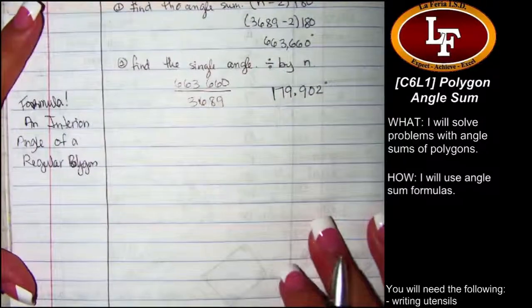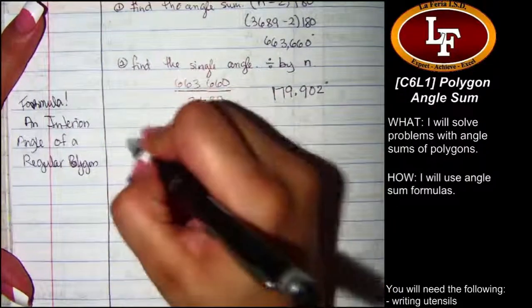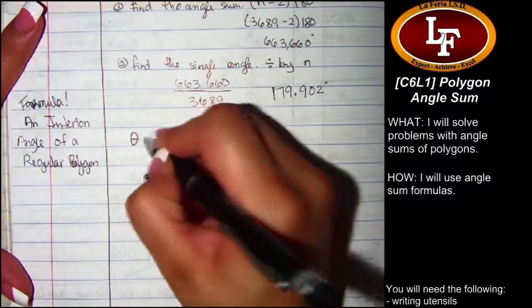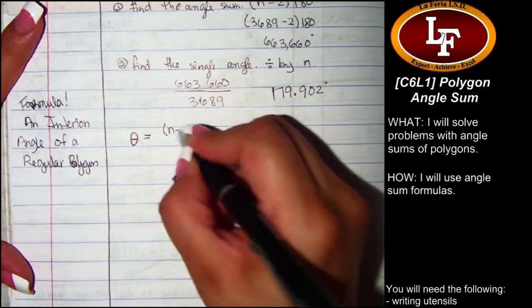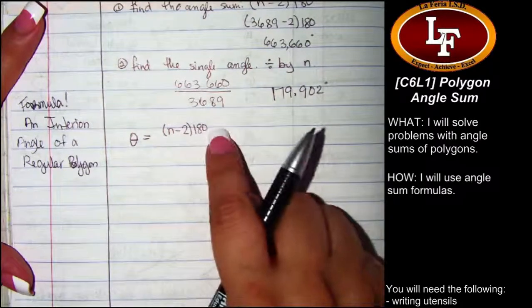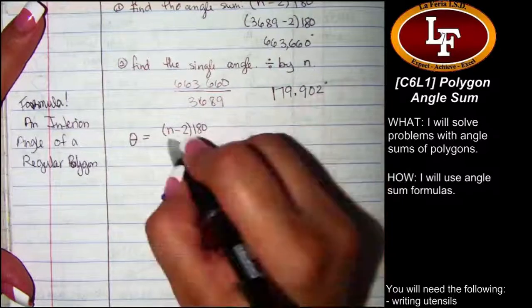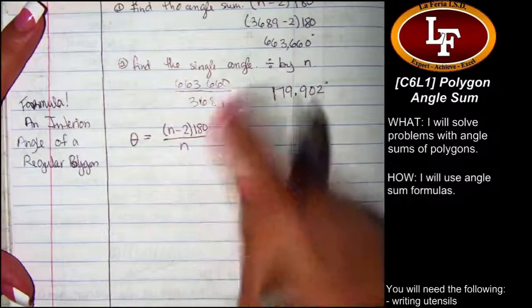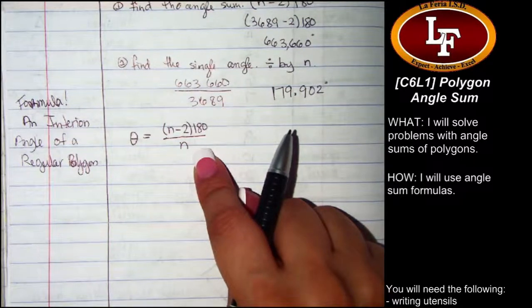Here's the formula, which in symbols does exactly what we just did. Here's our symbol for the measure of some unknown angle, theta. Here's our formula for the interior angle sum of any n-sided polygon. Take that and divide it by the number of sides that we had, and that gives you the measure of a single interior angle of a regular polygon of that many sides.